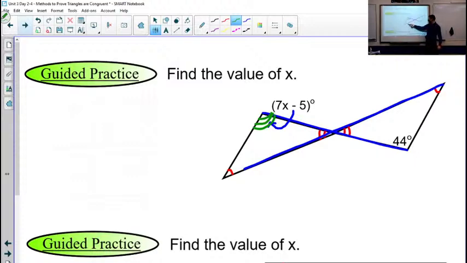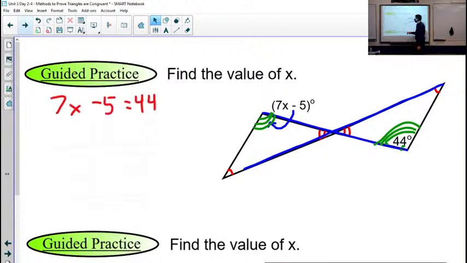Since these two pairs of angles are congruent, the third pair has to match up with where? On the other triangle. There's only one choice. The other angles are taken. Only one that's available? 44. That's my only choice. So that means these two have to be the same. There's your equation.